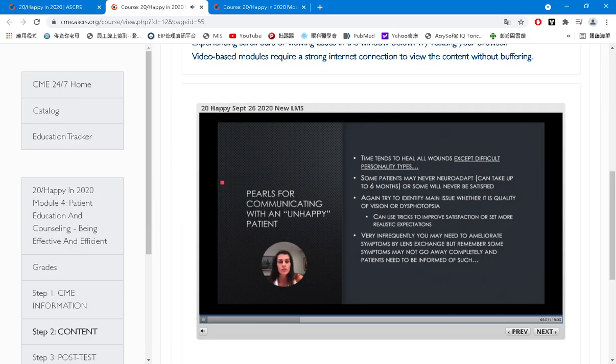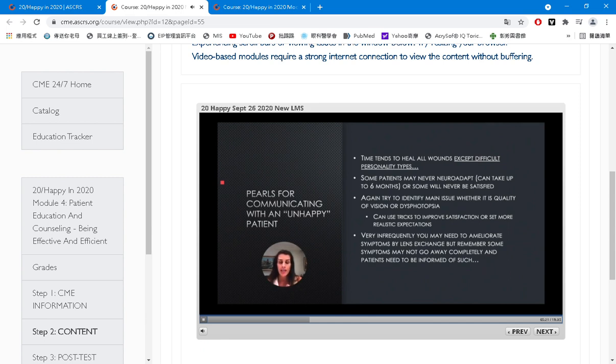Again, what I try to do is identify the main issue, whether it's quality of vision or dysphotopsia, and I use certain tricks to improve satisfaction or set more realistic expectations, such as I will put -3 trial lenses in front of the patient's eyes to let them see what it would be like to remove the multifocal effect or the trifocal effect and have them lose their intermediate near vision, and ask them now if the dysphotopsias may be more tolerable and have them go out and see what life would be like that way.